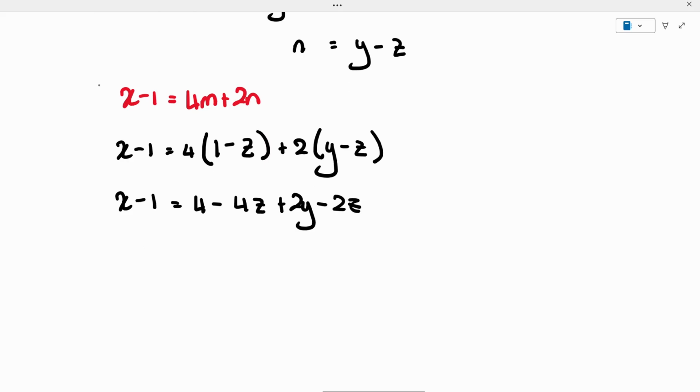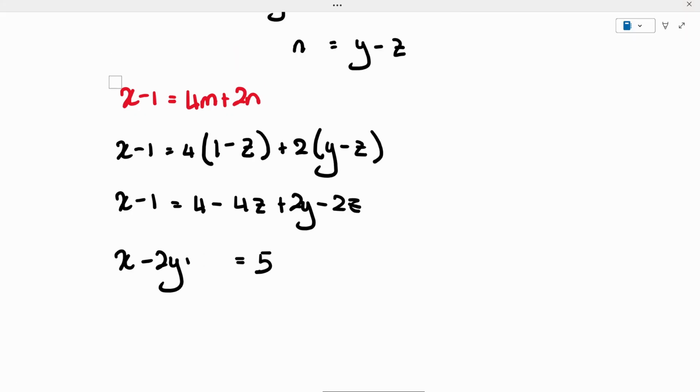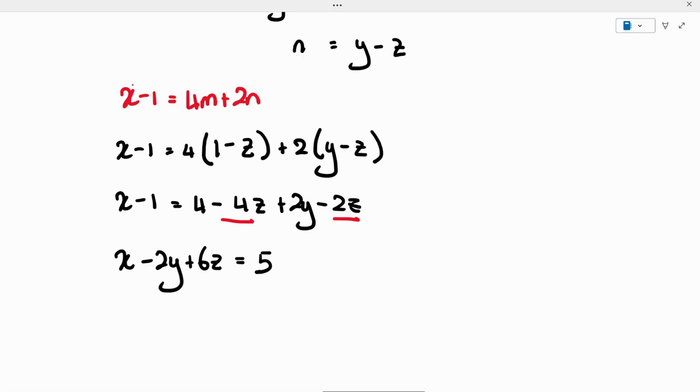And then we can bring over everything on one side. So we have x minus 2y plus 2z is equal to 4 plus 1, which is 5. Right? I make a mistake somewhere. Yeah. This should be 6z over here, right? Minus 4z minus 2z is minus 6z. So when we bring it over, it gets plus 6z.